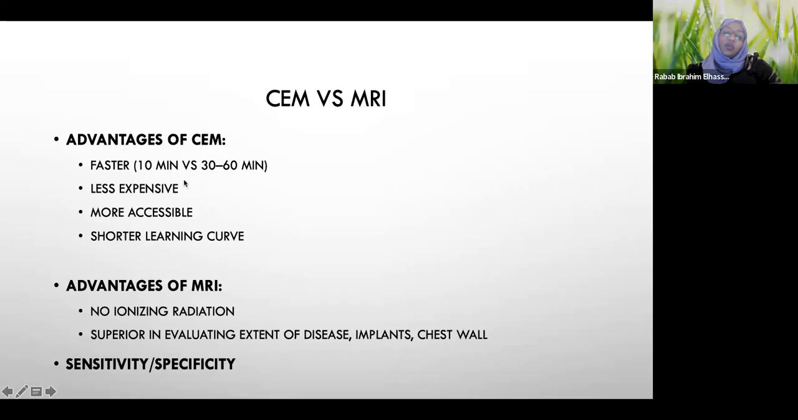The rate of benign biopsies with MRI is much higher than with contrast enhanced mammogram. And within the period of time that we were doing both contrast enhanced mammogram and MRI for our patients, we saw that things that were detected by the MRI and not by contrast enhanced mammogram, all of them were benign.